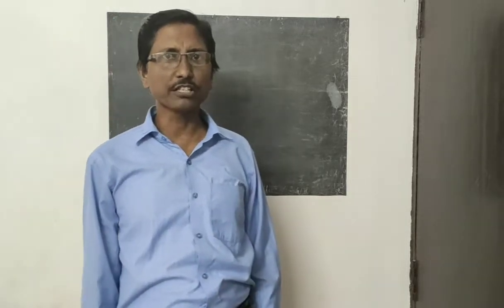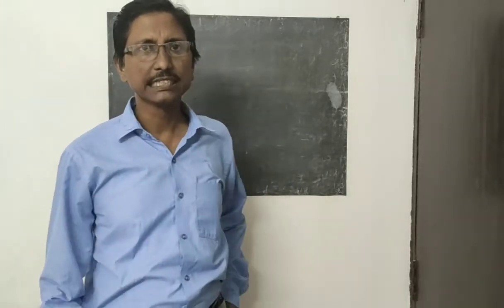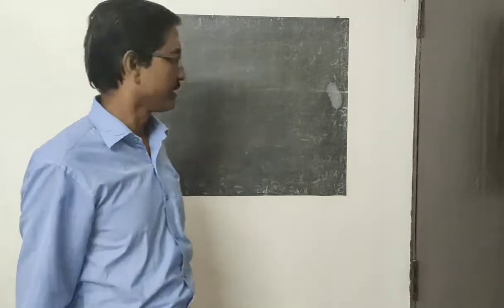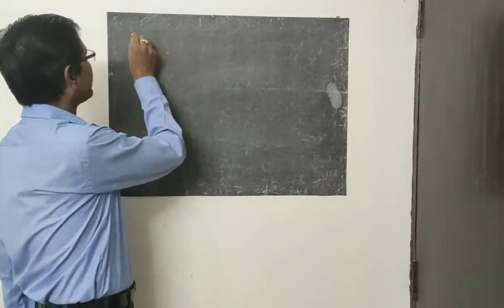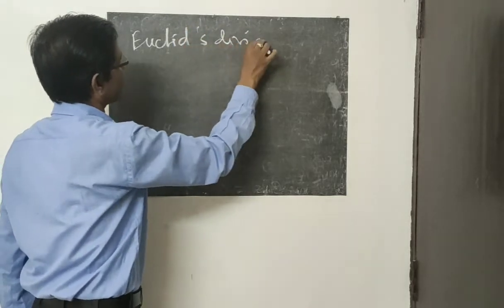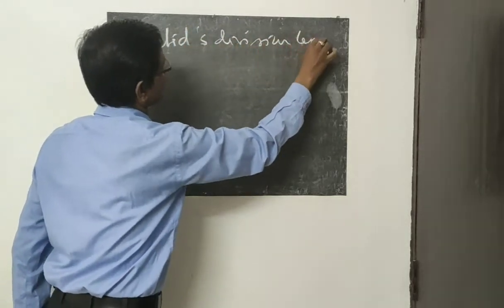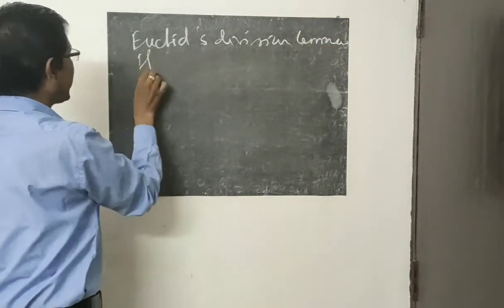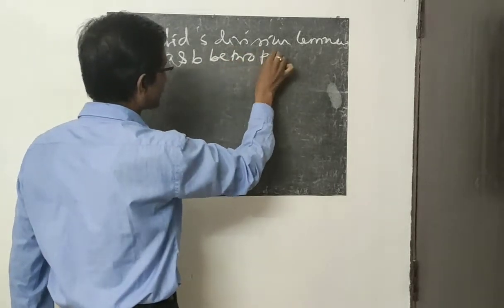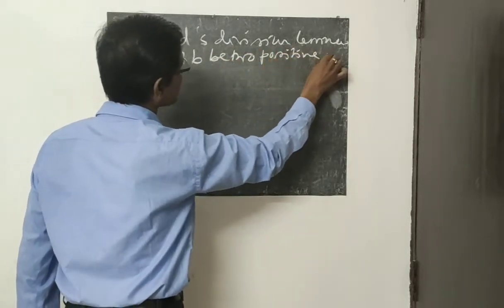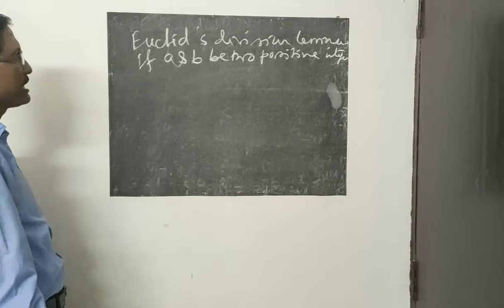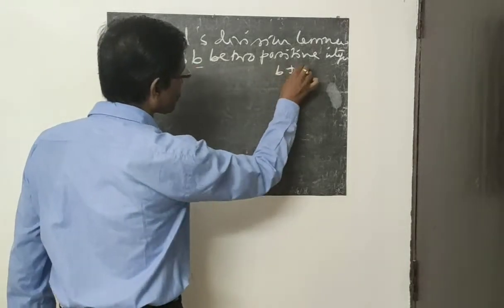In this one, we discuss the Euclid Division Lemma. Just recalling, what is Euclid's Division Lemma? If A and B are any two positive integers, where 0 is also included, and one thing to remember, B should not be equal to 0.